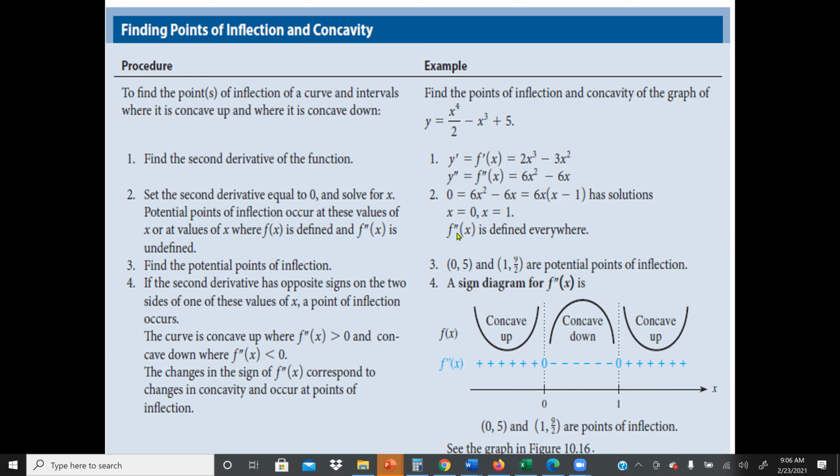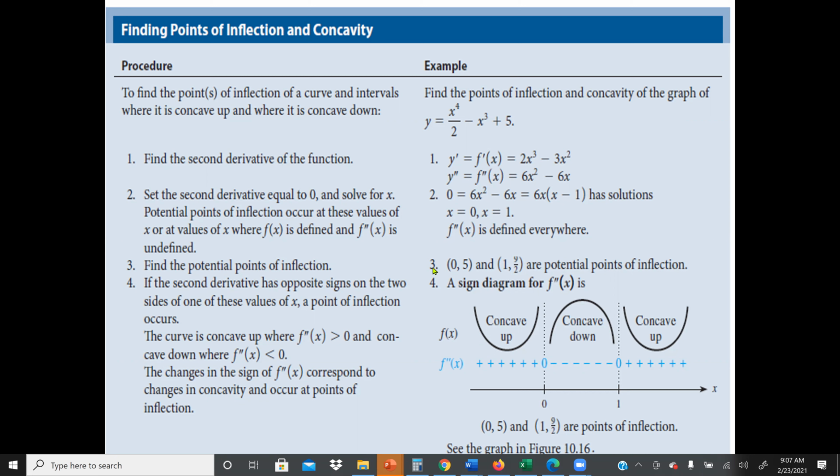Now we say the second derivative is defined everywhere here. So that's again the first step: we find the second derivative. The second step, we equate the second derivative to 0 and we find the points, the x values.